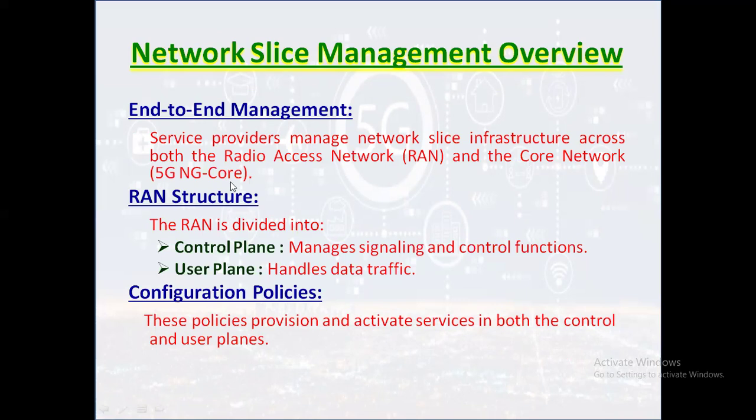This RAN structure is divided into two distinct parts: the control plane and the user plane. The control plane manages signaling and control functions, ensuring effective communication between network elements, while the user plane is responsible for handling only the data traffic, facilitating the transmission of user information across the network.